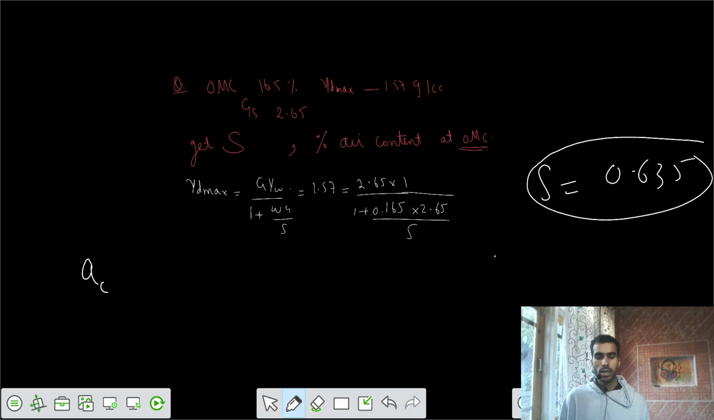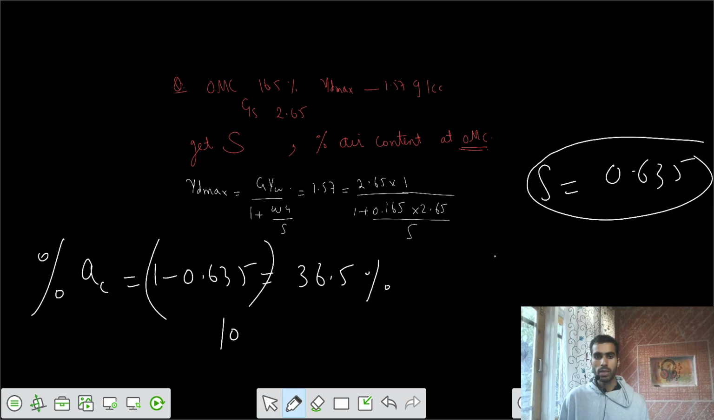So we have the equation that air content is actually 1 minus 0.635. So that's actually how much? 36.5%, because we need to calculate percentage. For the percentage, we have to multiply by 100. So that's 36.5%. Okay.